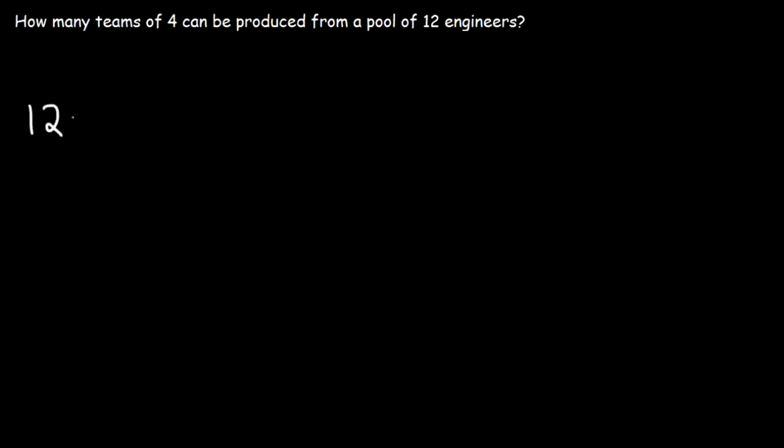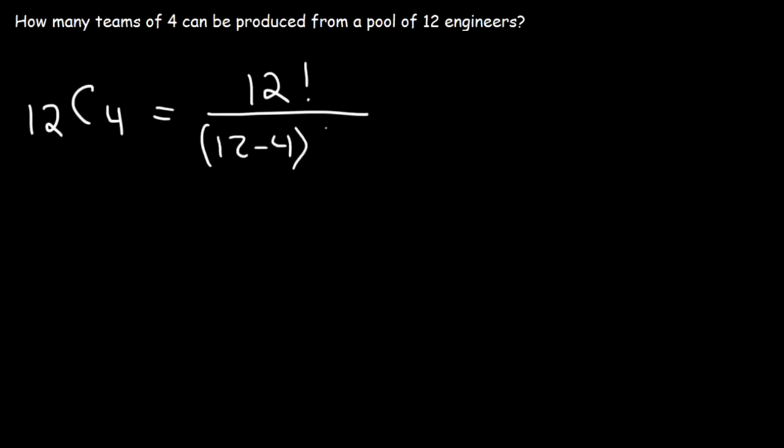So it's going to be 12 C 4. And this is equal to n factorial, or 12 factorial, divided by n minus r factorial, that's 12 minus 4 factorial, times r factorial, or 4 factorial. So 12 minus 4 is equal to 8. Now, if you don't want to write 12 times 11 times 10 times 9 times 8 times 7 all the way to 1, here's what you can do.